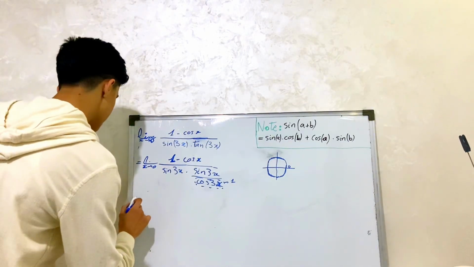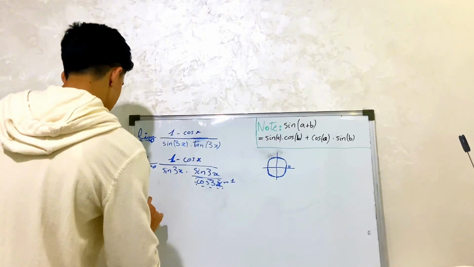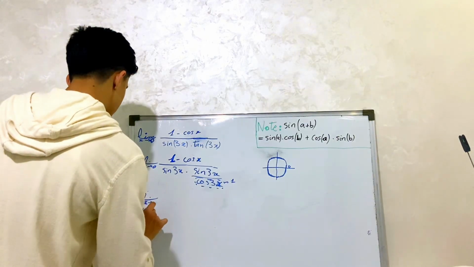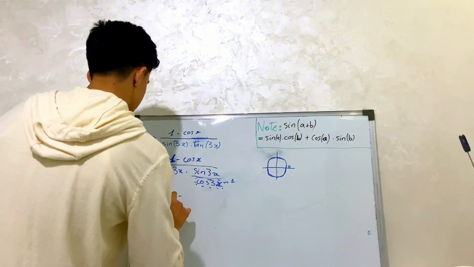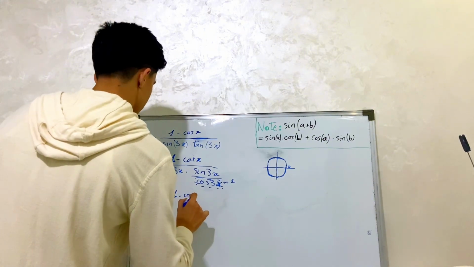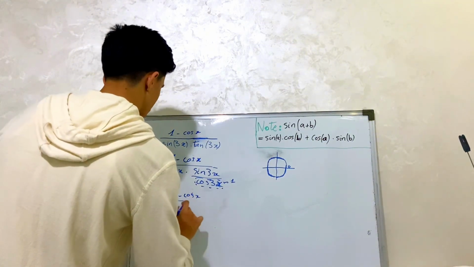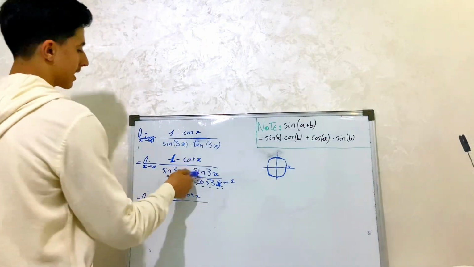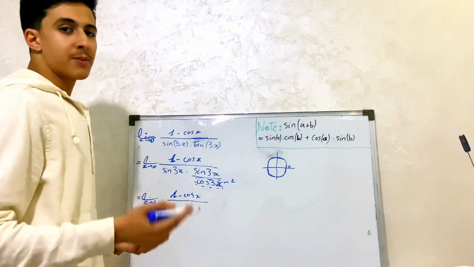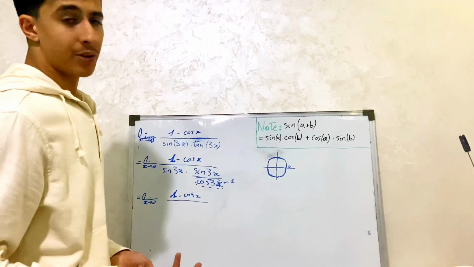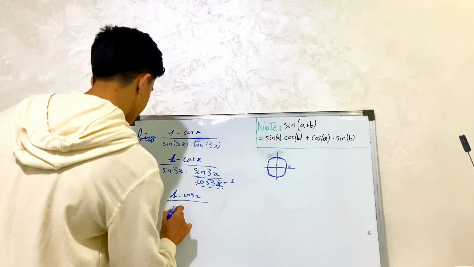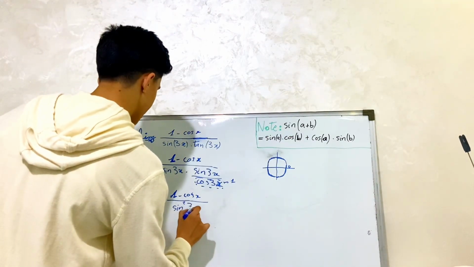Okay, so this is basically equal to the limit as x goes to 0 of 1 minus cos x over sine 3x times sine 3x. A number times itself is the number squared, so it's sine squared 3x.